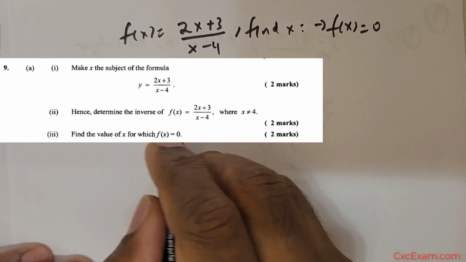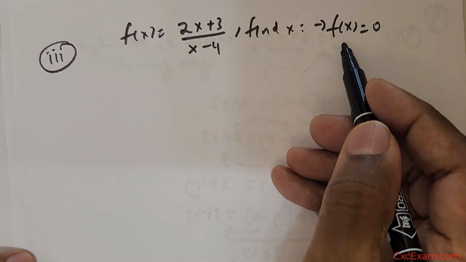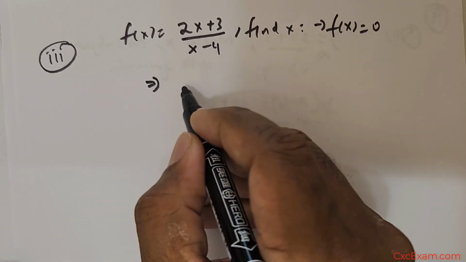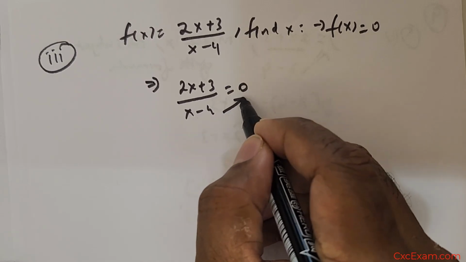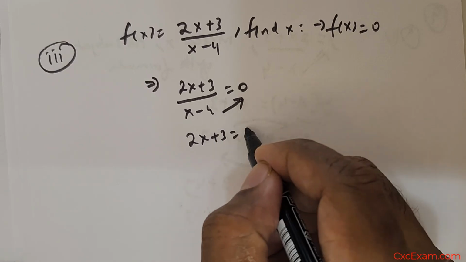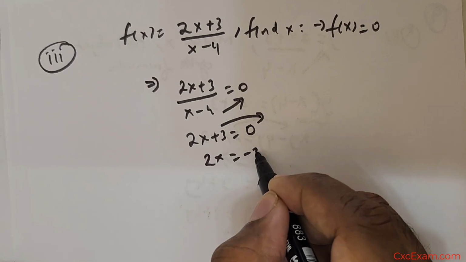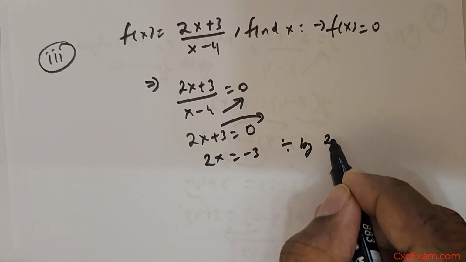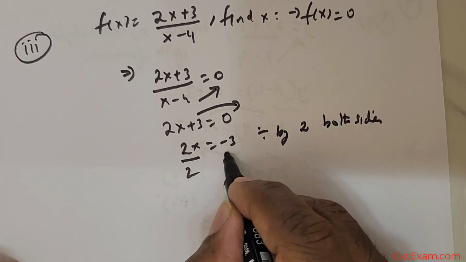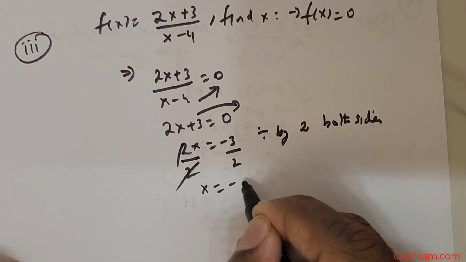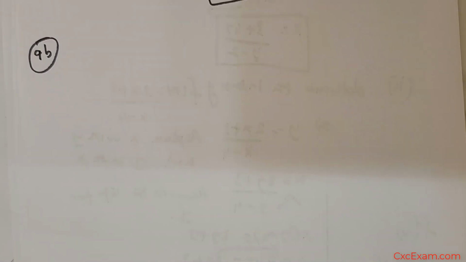Now this is the next part. This is part 3. We are asked to find the value of x given that f of x is equal to 0. So this would mean you have (2x + 3) over (x - 4) is equal to 0. You cross multiply, you get 2x + 3 is equal to 0. From here you move the 3 to the other side, you get 2x is equal to -3, and then you divide by 2 on both sides, 2 gets cancelled, so x is equal to -3/2. So that is the required value for this question.